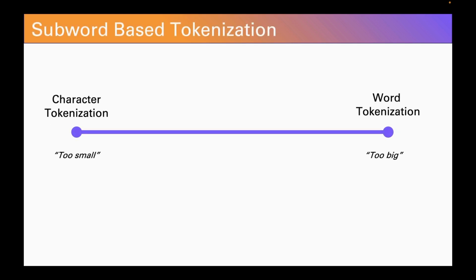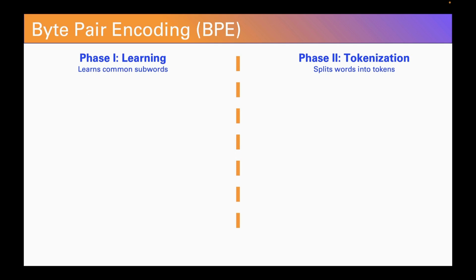So if character tokenization has its own problems and word tokenization at the other end has another set of problems, maybe there's a Goldilocks in between the too small, too big that's just right. And it turns out there is, and that is subword tokenization. Now, there's more than one subword tokenization algorithm out there. The one that GPT-2 uses is called Byte Pair Encoding, or BPE, and it's got 2 phases.